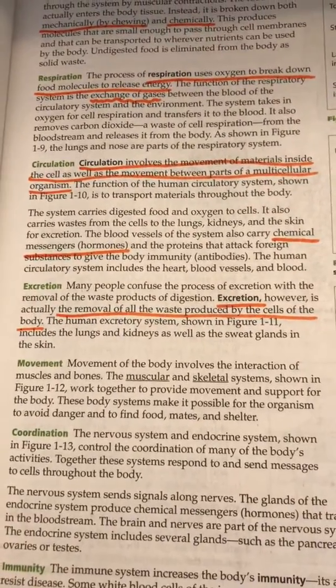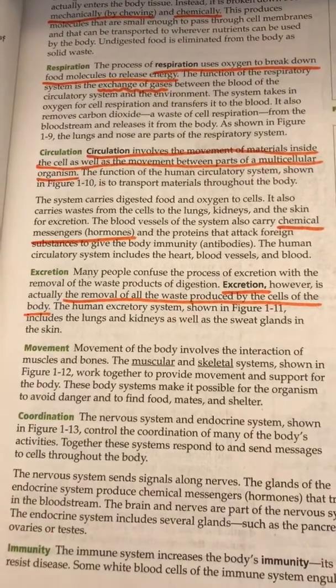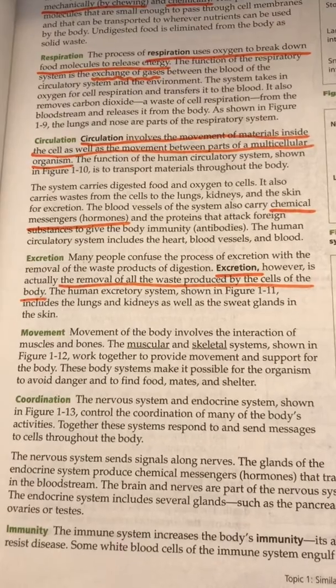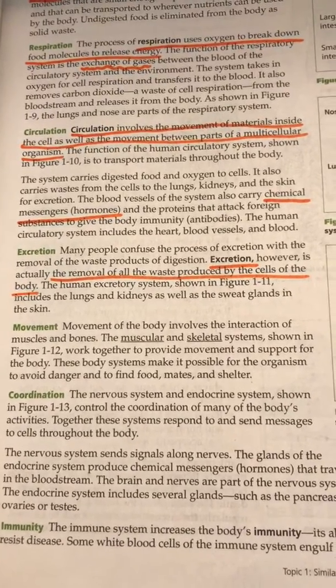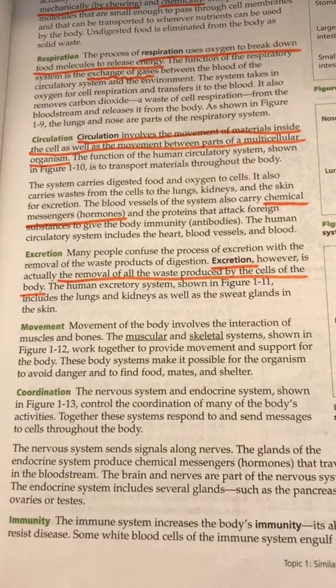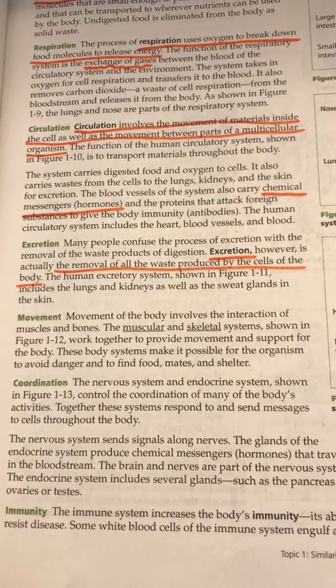Movement of the body involves the interaction of muscles and bones. The muscular and skeletal systems, shown in Figure 1.12, work together to provide movement and support for the body. These body systems make it possible for the organism to avoid danger and to find food, mates, and shelter.